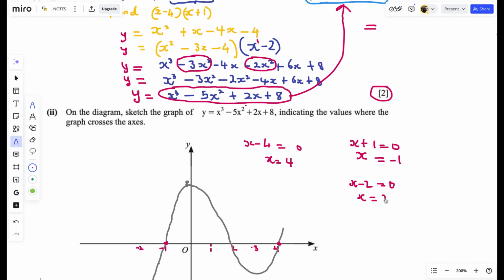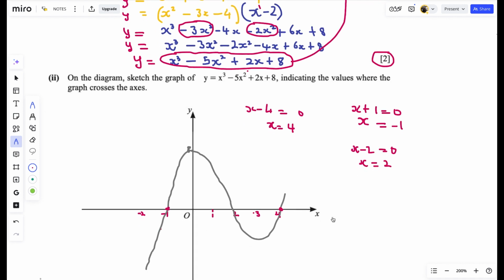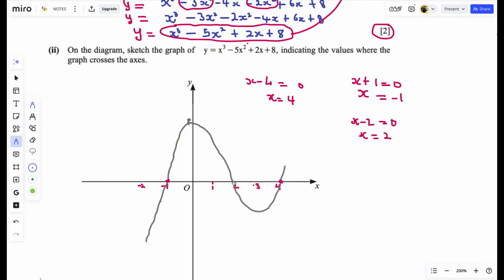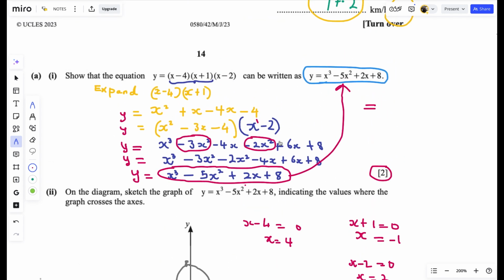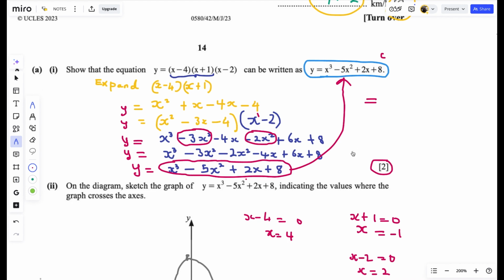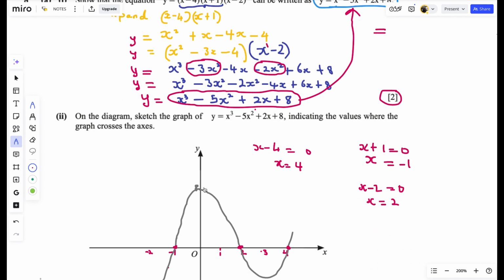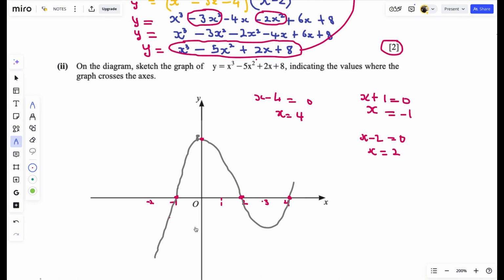So meaning at x equal to 2, we are also going to sketch our graph to pass there. Now on the y-axis, this 8 is your c, for example, where the graph will pass on the y-axis. So we mark this point on the y-axis where our curve will pass through.